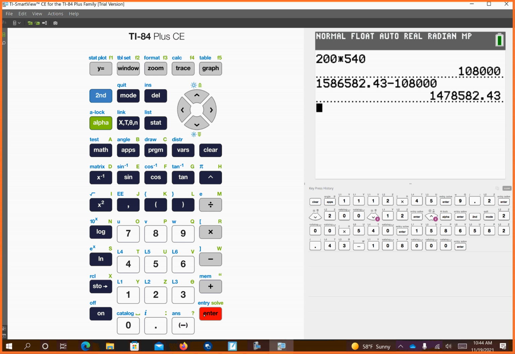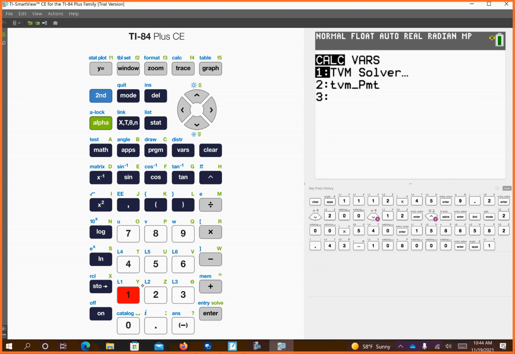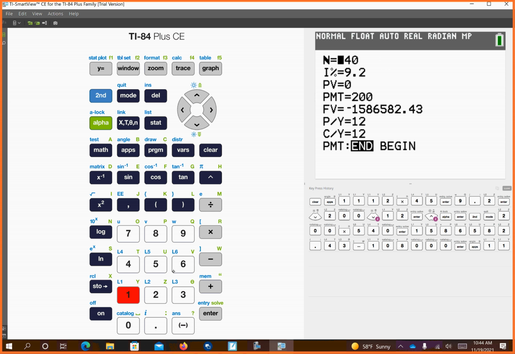Now, let's take this one step further. Let's go back into my apps. I'm going to go back into my TVM Solver. My stuff should still be there. Yep, it is. All right, so watch this. So, you want a good retirement, yes? This is a very cheap, quick, easy way to do it.